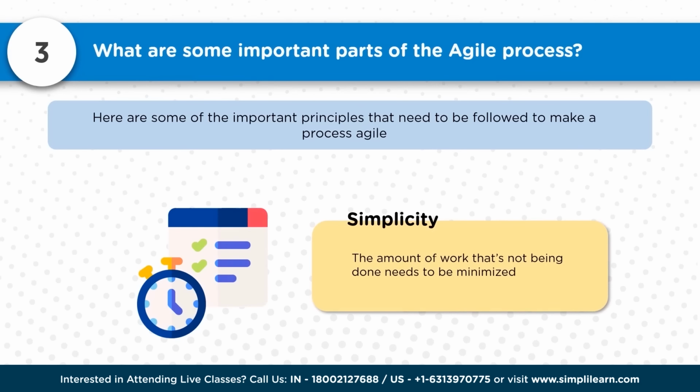Simplicity: the amount of work that's not being done needs to be maximized. We say simplicity is the ultimate sophistication, meaning consider only what is required to be done, not anything else above or below that. Whatever we may require to do, focusing on that, the minimum thing that needs to be done will be done and has to be done when one follows the agile approach.